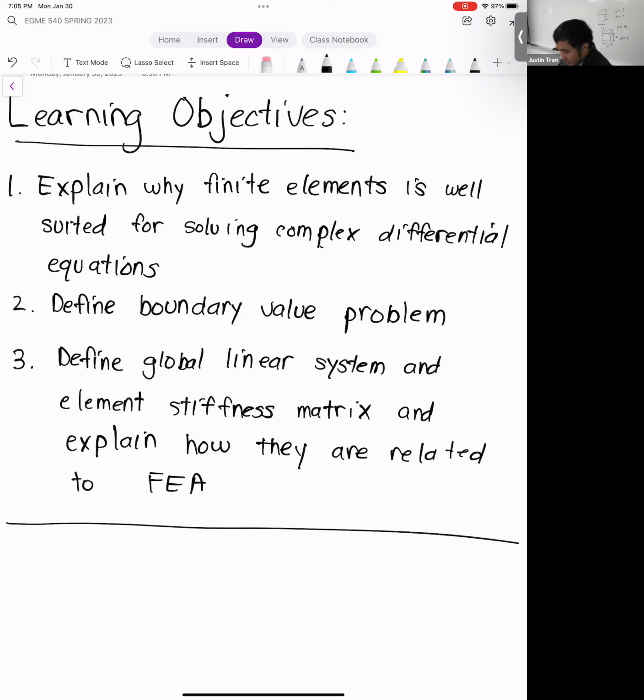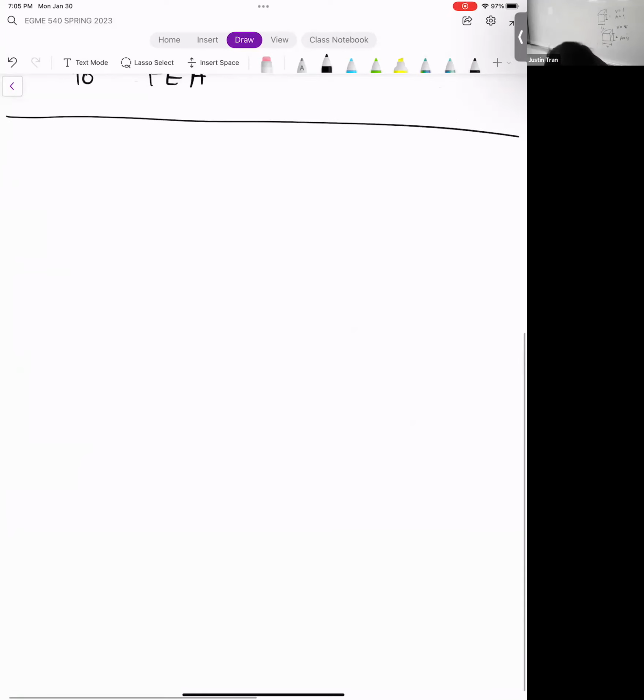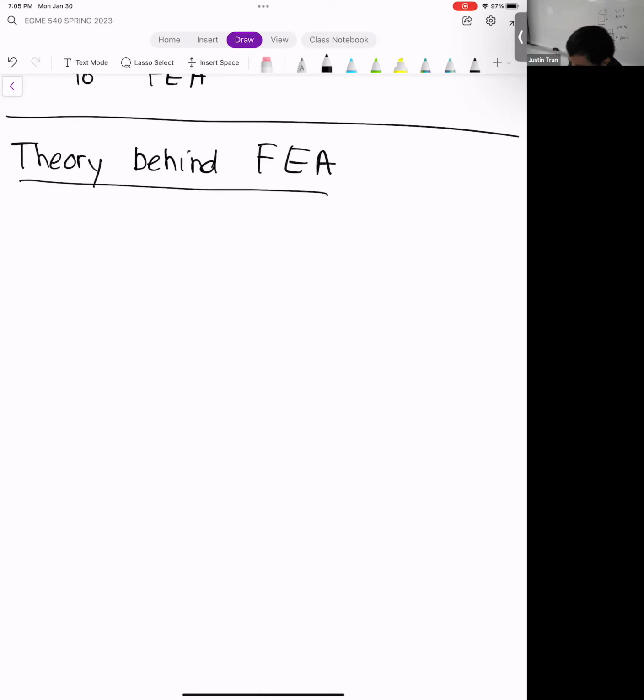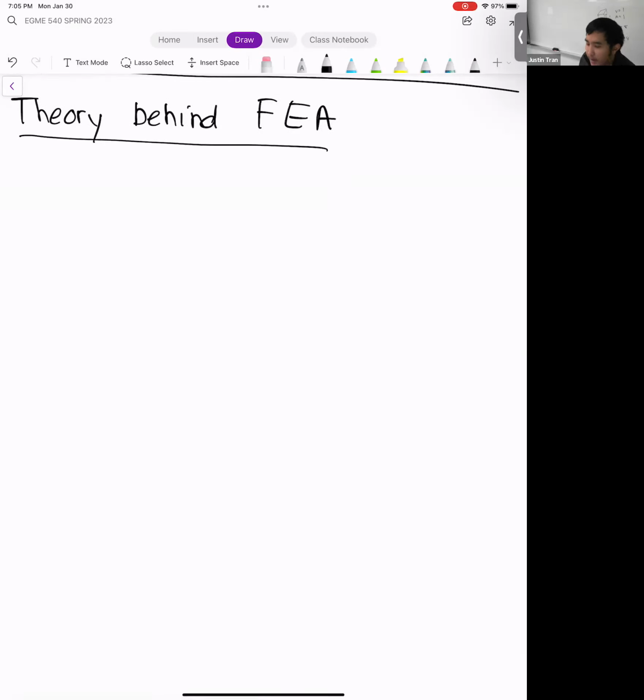All right, so let's go and get started. The theme for today is going to be just theory behind FEA. In reality, there's actually a lot of theory behind FEA. And I know some of you are coming from my 541 class that happened, I think, a year and a half ago. In that class, you got a big dose of theory behind FEA, because the whole class is about the theory behind FEA.